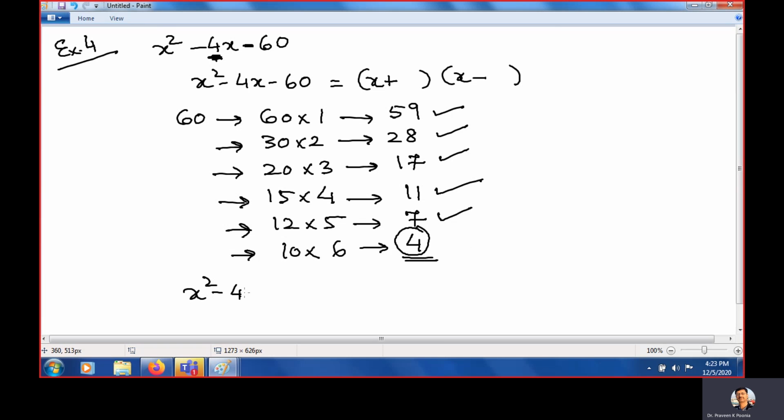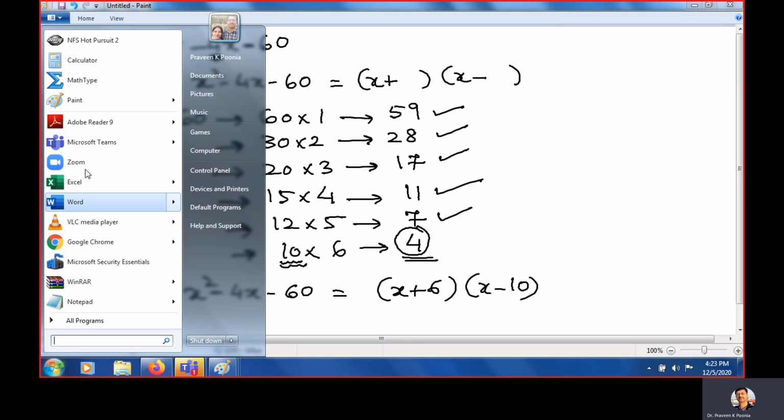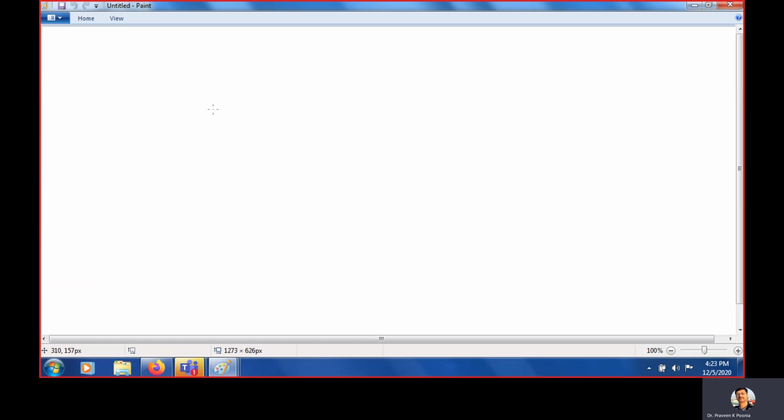So x square minus 4x minus 60. Now x plus and x minus. Look, the middle term is negative, so the negative number will be the bigger one, minus 10. And this is plus 6. This is the last example for case 3.